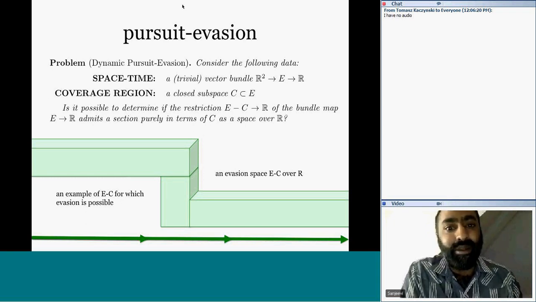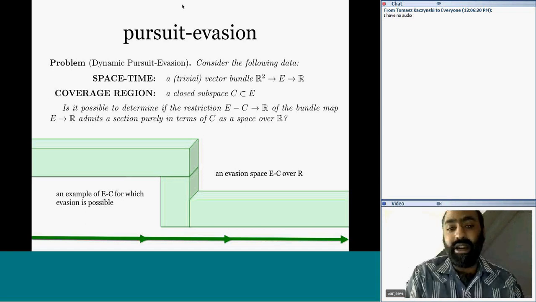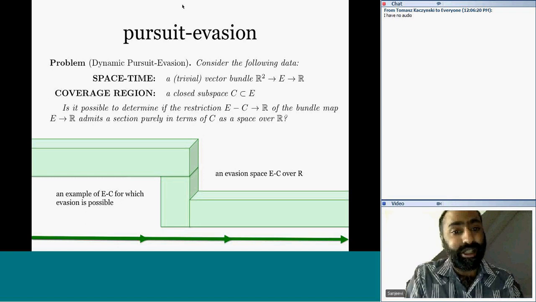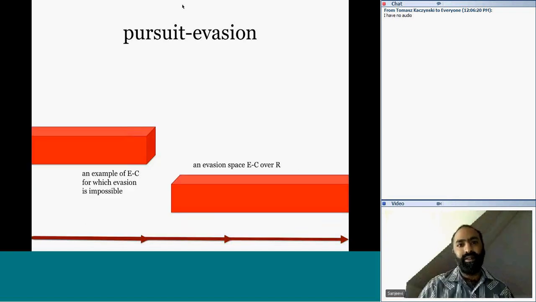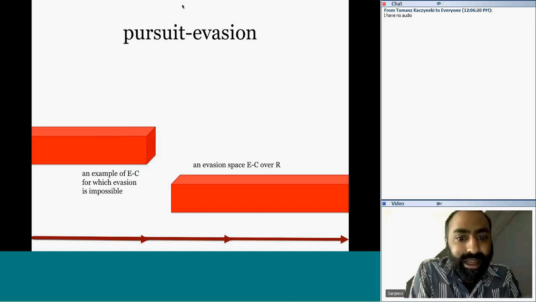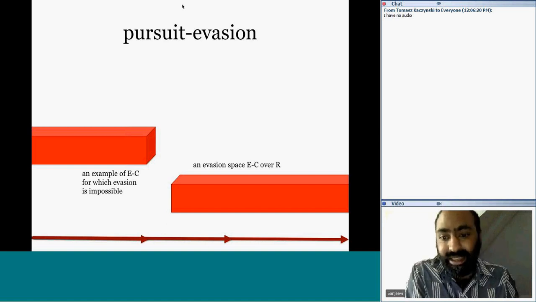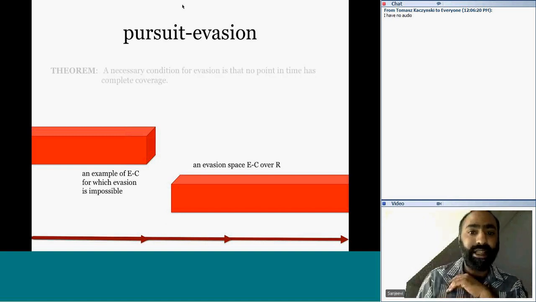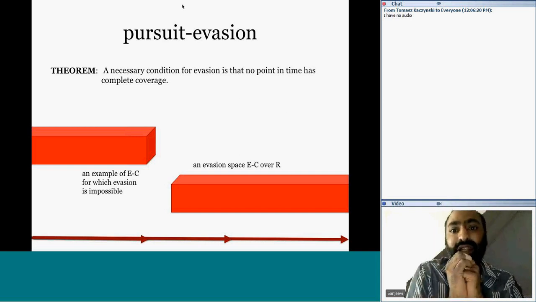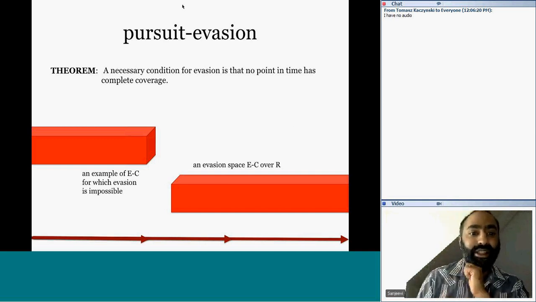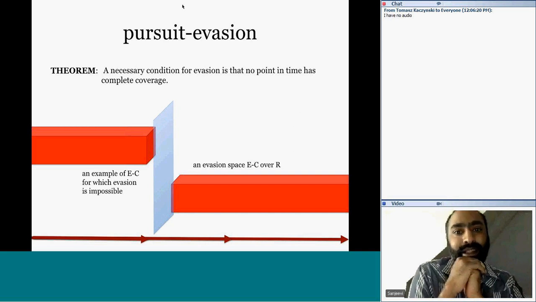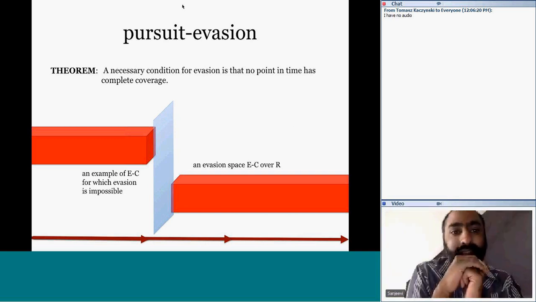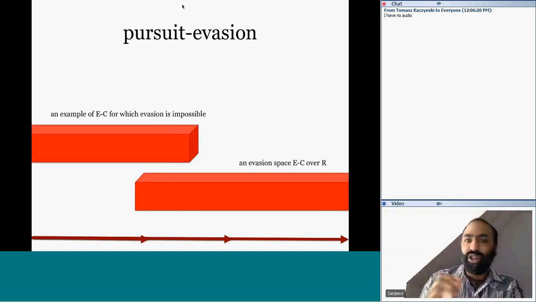So here is an example of the complemented region, E minus C, on top, projecting down to the real number line. And this is an example where evasion is possible because that projection down to the real number line admits a section. Back up. Okay, non-example. Here's an example where my complemented region, E minus C, does not admit a section. You see very clearly there's a point of discontinuity where sensors completely cover the plane at some time, and therefore evasion is impossible. So a necessary condition for evasion is that no point in time has complete coverage. We check at each point in time, and aha, at some point I can apply either de Silva and Ghrist's condition, or I can apply Alexander duality and conclude in that achronal slice that evasion is impossible.